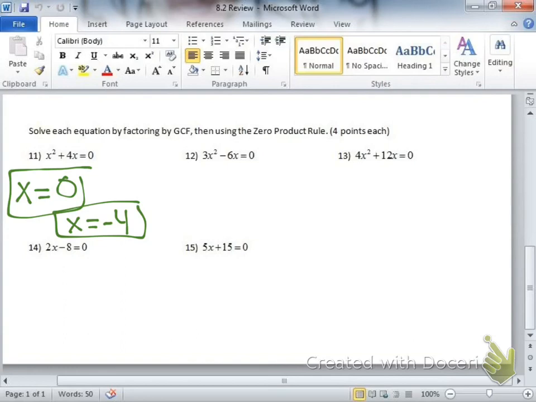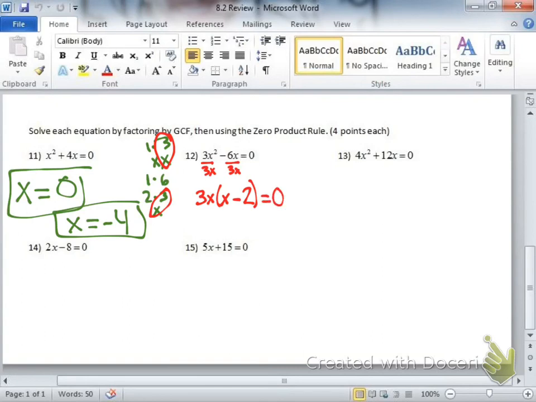All right, we're going to factor on number 12. So we have 1 and 3, x and x. For the 6, we have 1 and 6, 2 and 3 with an x. What's the GCF? 3x. So I'm going to divide each term by 3x, and I'm going to write a 3x in the front. That's going to give me x minus 2 equals 0.